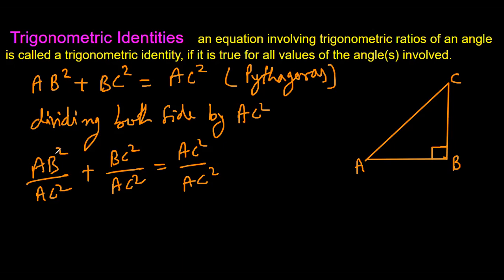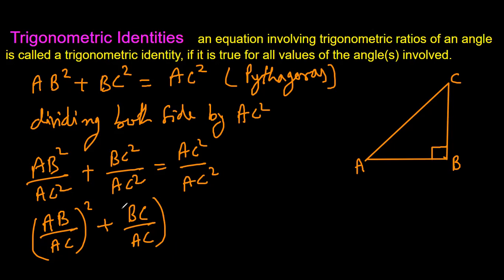Both the numerator and denominator are squared. Can we write them together? I mean, AB over AC whole square like this, plus the second term can be written as BC by AC whole square is equal to AC square over AC square, which is 1. What is the value of AB by AC for any angle we can consider? Let's consider this angle A. Let's say this angle A is theta.